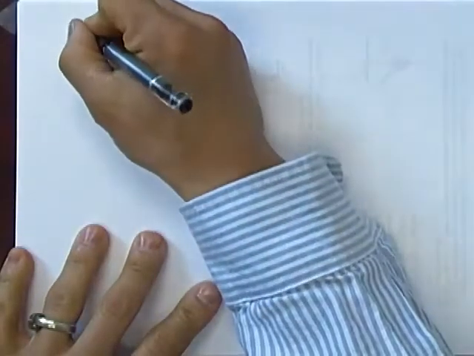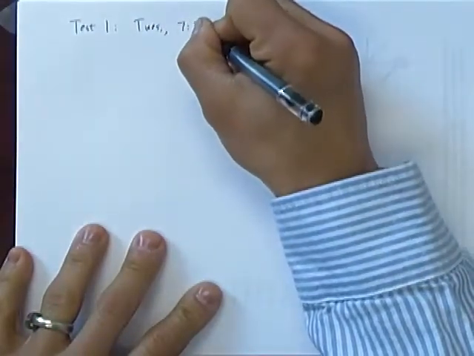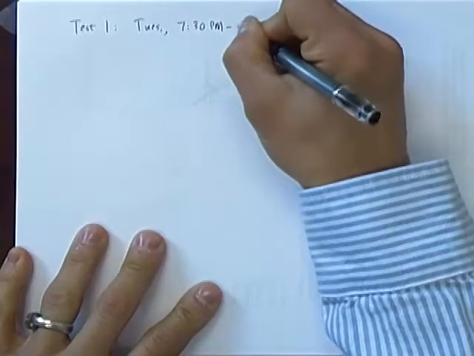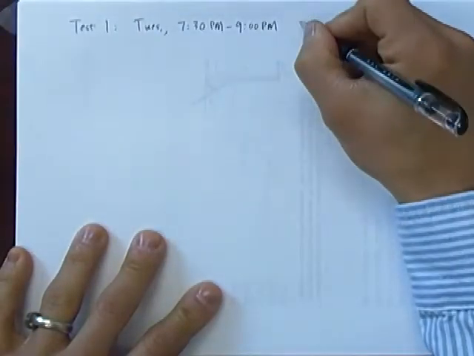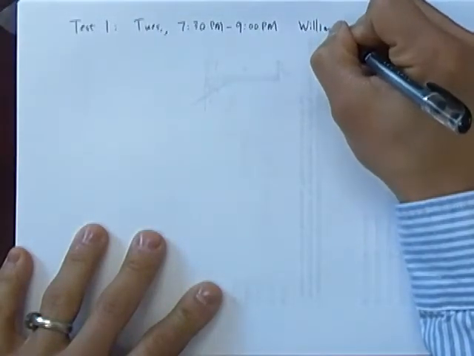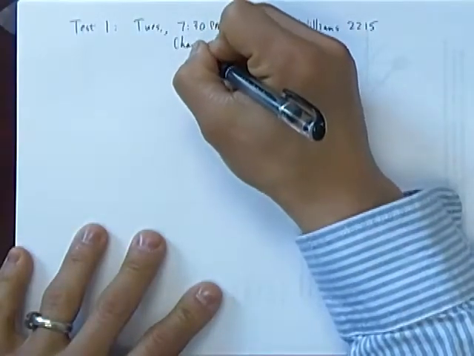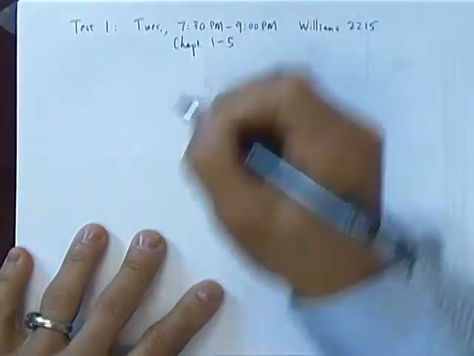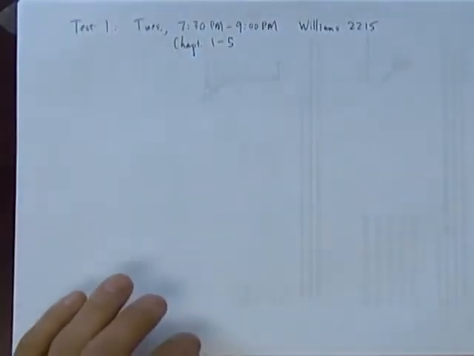Let me just give you a reminder that the first test, test 1, is next week Tuesday evening from 7:30 p.m. to 9 p.m. For our section, it will be in Williams 2215, and it will cover the material from chapters 1 through 5. We will finish the material for chapter 5 today.